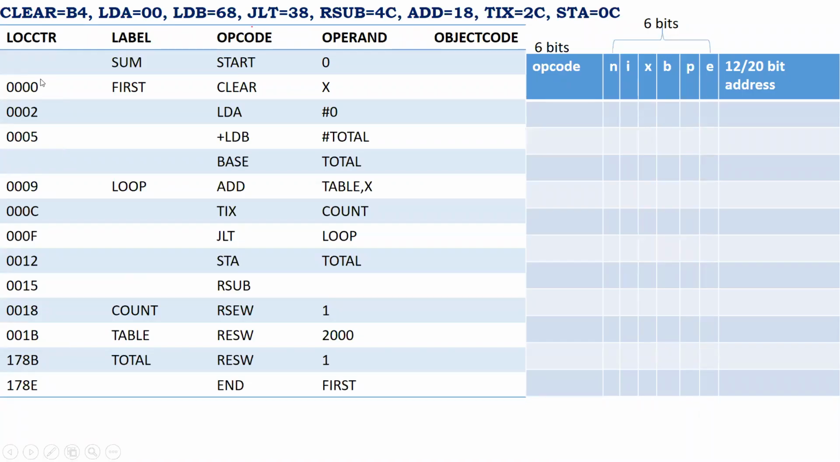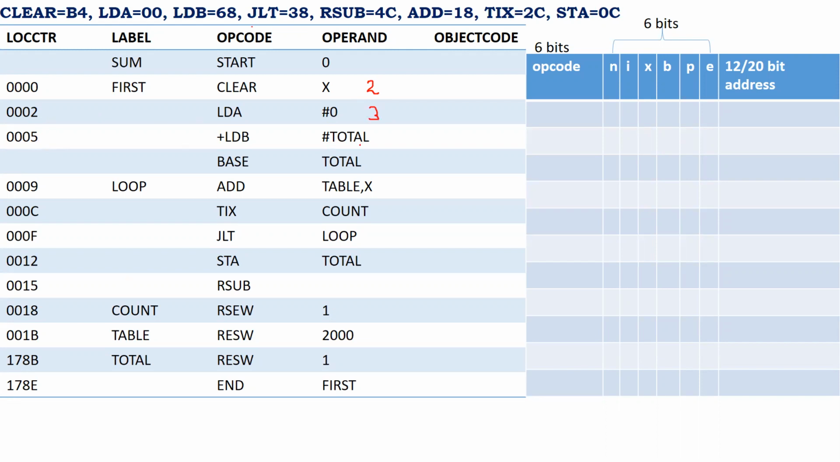And next, you can see the operand is X, that is the index register, which means it is format 2. So we are adding 2 to the location counter, and it becomes 002. Next, we have hash 0. Hash is nothing but immediate, which means it is format 3, so we are adding 3 to the location counter.